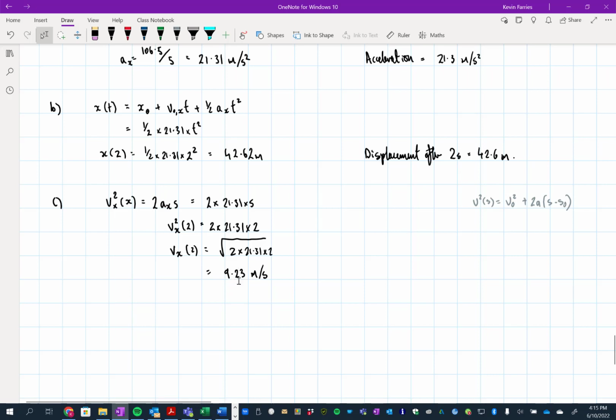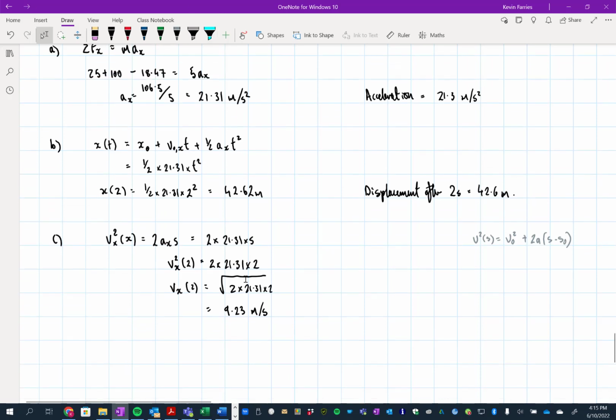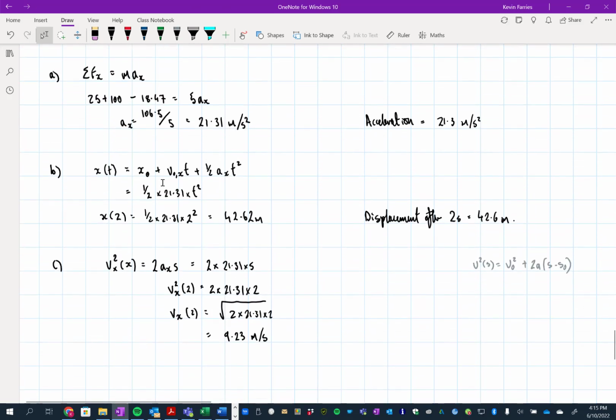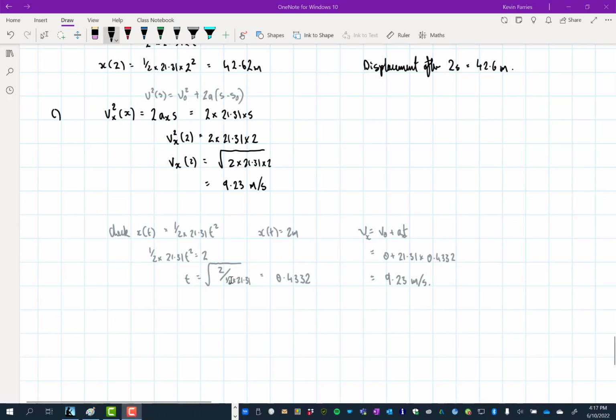Interesting. Just trying to think if that seems reasonable or not. So I'll just do a quick check on that, and I'll pause it while I'm doing that. What I'm going to do is figure out the time it would get to 2 meters using this equation. Then I'll substitute it into the other equation for velocity, which is v naught plus at, and I'll check I get the same answer. So I'll just pause it and then I'll be back.